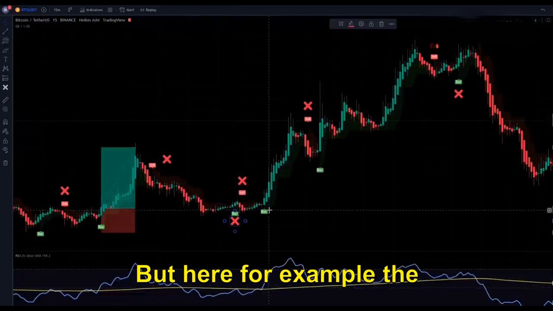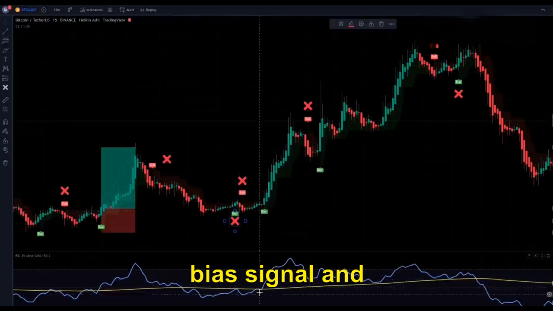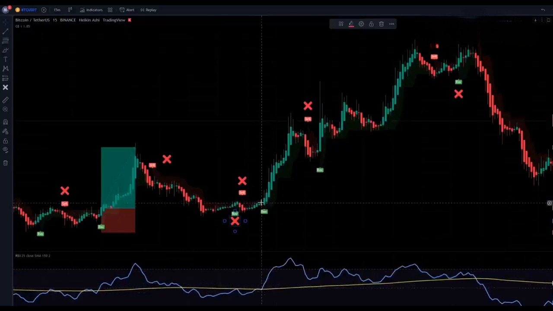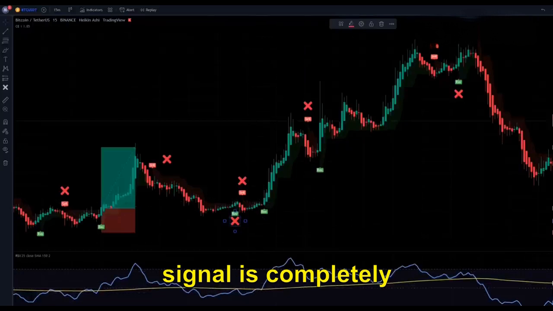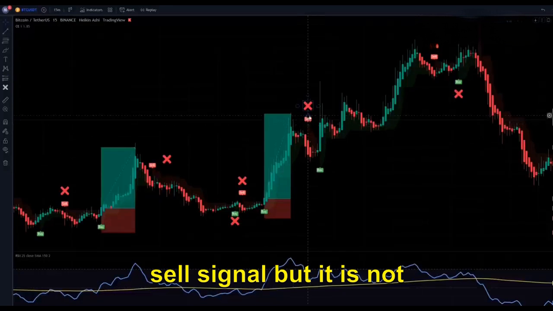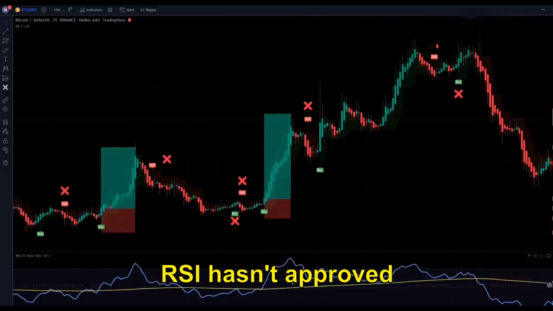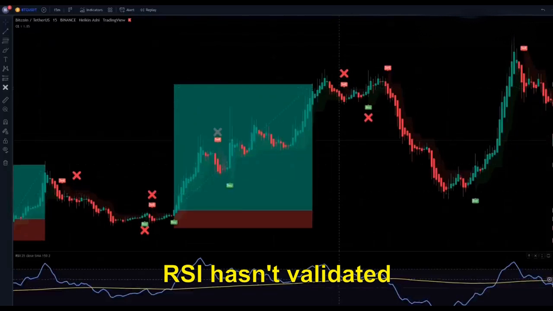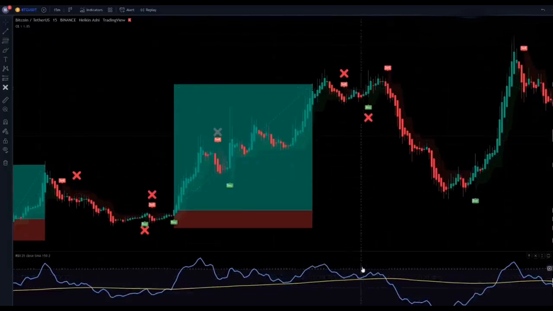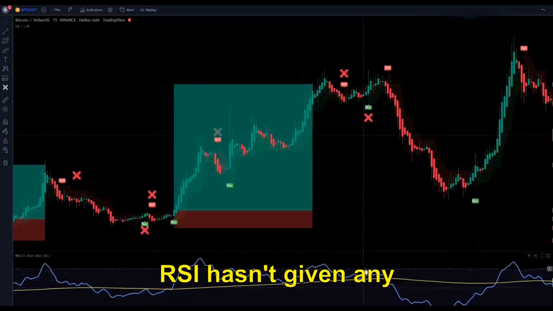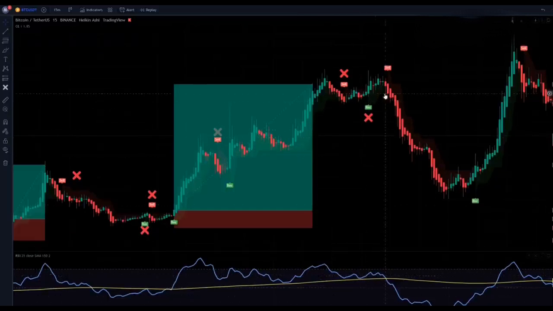But here, for example, the indicator has given us a buy signal and simultaneously the blue line of RSI has crossed the yellow line upwards. So this buy signal is completely valid. Here again, the indicator has shown us a sell signal, but it is not valid. RSI hasn't approved this. Here again, we got a sell signal, but yet again, RSI hasn't validated it. And right after that, it has given a buy signal here, and similarly, RSI hasn't given any approvals.